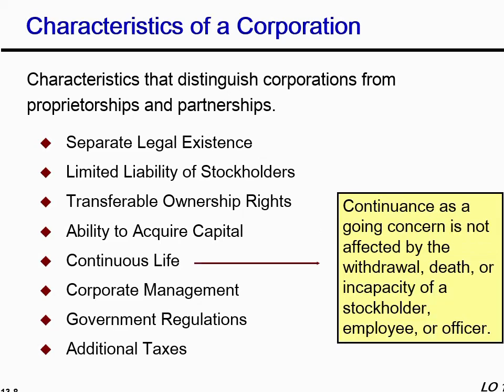Another characteristic and advantage is known as continuous life. As I already mentioned, in case of sole proprietorship and partnership, if a person leaves or withdraws from the company, or an owner dies, the contract is supposed to be made again, and in case of sole proprietorship, the business will be closed. But in case of companies, things are not affected, so the businesses are considered as continuous or a going concern, meaning they will keep on running the business.